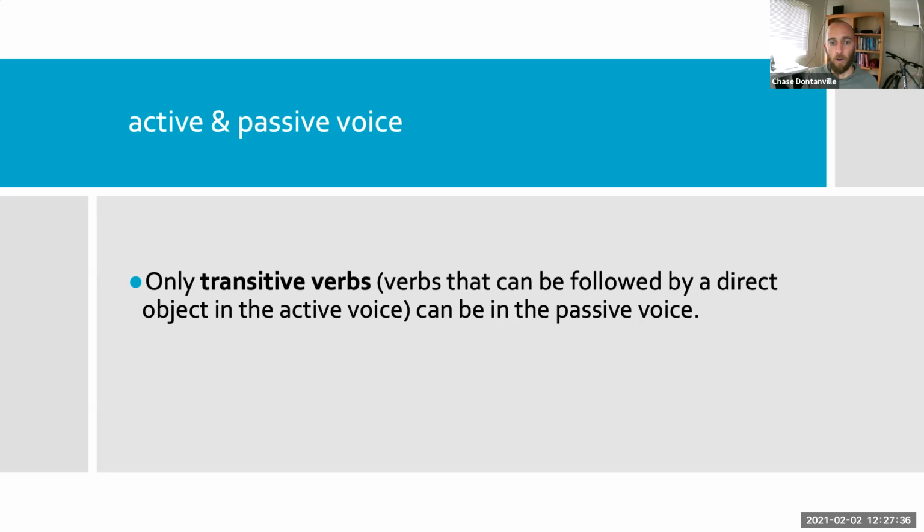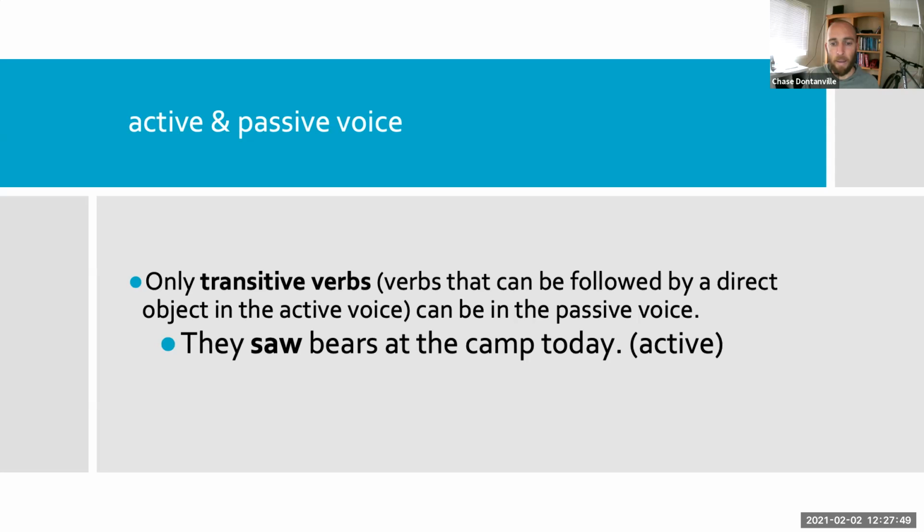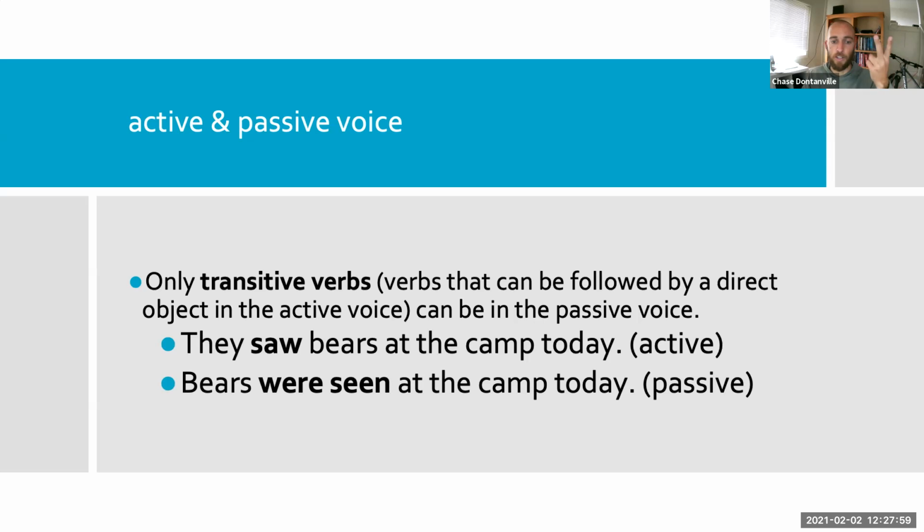Now be careful. Only transitive verbs, and remember from our other lesson, transitive verbs are verbs that have an object, okay? Only transitive verbs can be in the passive. So they saw bears at the camp today. This is active, but see is a transitive verb because you have see, and then what do you see? The object. So you can change the sentence to make it passive. Bears were seen at the camp today.